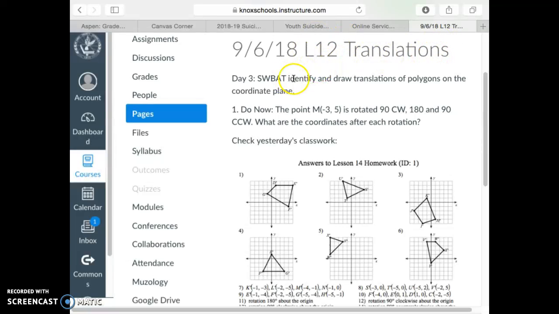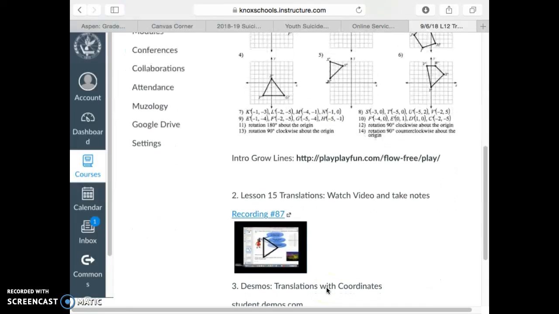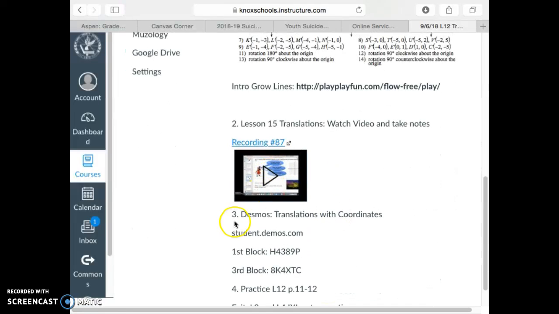So we're going to be able to identify and draw translations of polygons on the coordinate plane, and a polygon is just a closed shape. Okay, so you might want to try the do now. And then yesterday, these are the answers to yesterday's classwork. Remember, that's due next week, Friday, but you want to check over that. And then you'll watch a video and you'll go on Desmos and type in student.desmos.com.